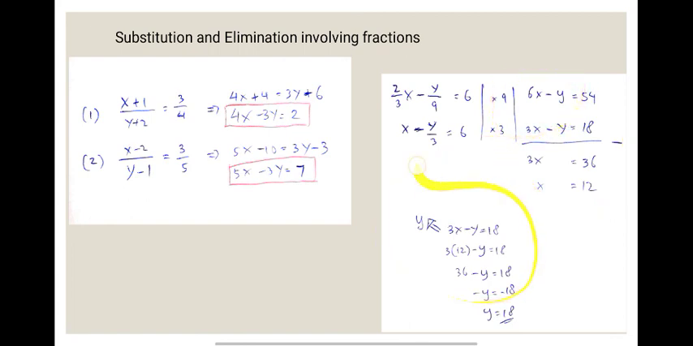So just the usual way. I'm doing elimination combined with substitution here. And that's all for the substitution and elimination method.